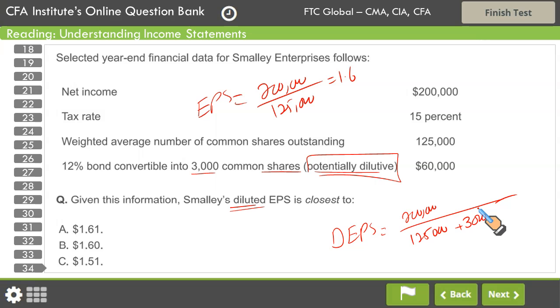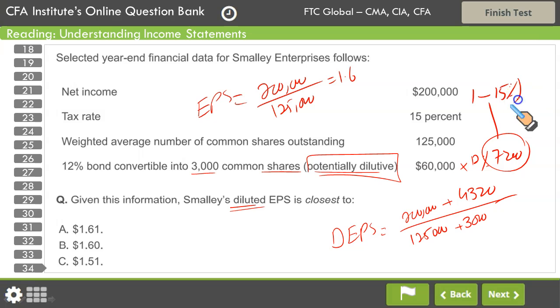but whenever we do, we will have to deduct, or rather add, the after-tax interest, because when the bonds are converted to shares, the after-tax interest saving needs to be adjusted in the numerator. So if this is the amount of the bonds paying 12% interest, 60,000 times 12%, which is 7,200, we need to multiply it by 1 minus 15%, which is the tax rate here.